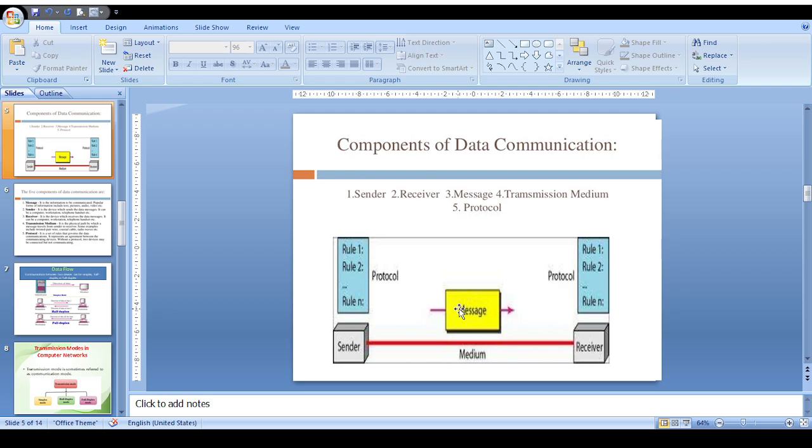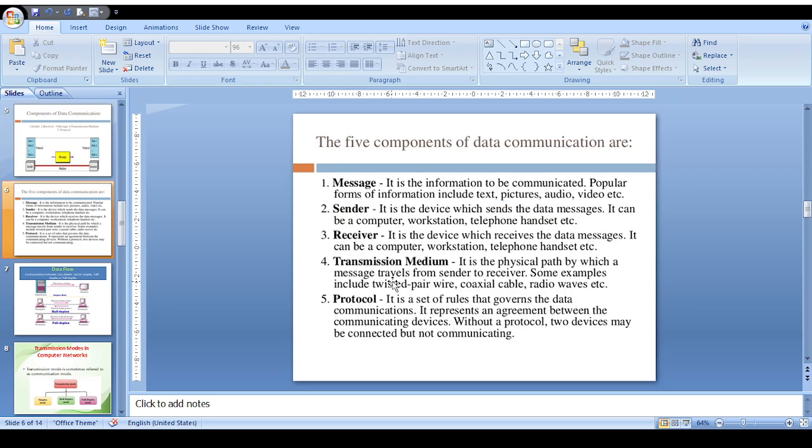Message: the actual data being transmitted from sender to receiver. Transmission medium: the path connecting two devices, the path through which data travels, for example wireless, etc. Next is protocols: a set of rules that govern data. Examples of protocols are TCP/IP, HTTP, FTP. TCP/IP is Transmission Control Protocol/Internet Protocol, HTTP is Hypertext Transfer Protocol, and FTP is File Transfer Protocol. So these are the components of data communication.